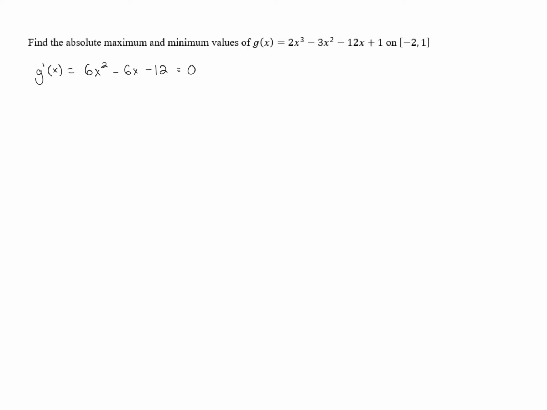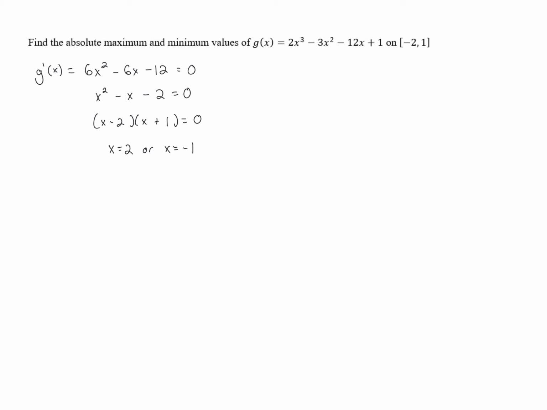The first thing I notice we can do is divide both sides by 6. That is going to give us smaller coefficients, which makes life easier. So if we divide both sides by 6, we get x squared minus x minus 2 equals 0. And then we can factor this. We need two numbers with a product of -2 and a sum of -1. Those are going to be -2 and +1. And when we set each of those equal to 0, that gives us x equals 2 or x equals -1.